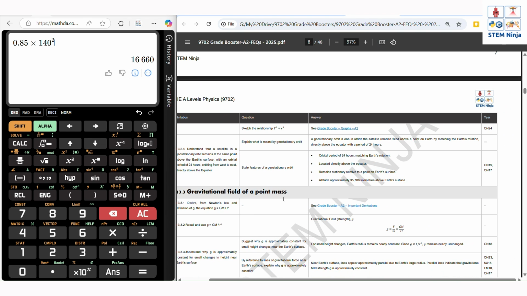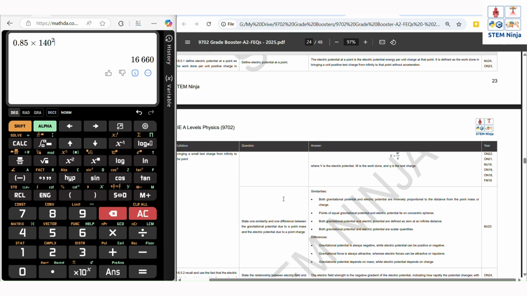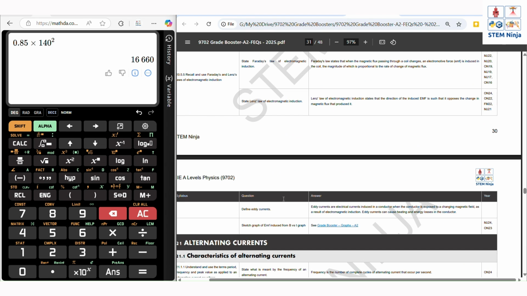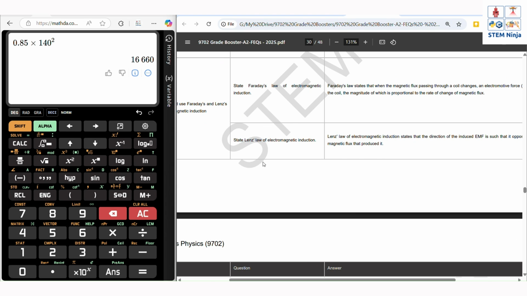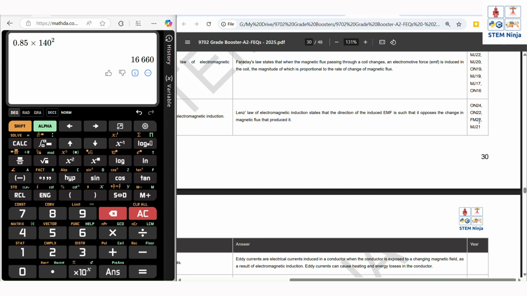Since we're talking about Lenz's law, let's go and search for Lenz's law. Yes, okay. State Lenz's law of electromagnetic induction. It states that the direction of induced EMF is such that it opposes the change in magnetic flux that produced it. That's it. On the right hand side, you can see the years that it was asked. Obviously this is not an exhaustive list, but these were the major years.